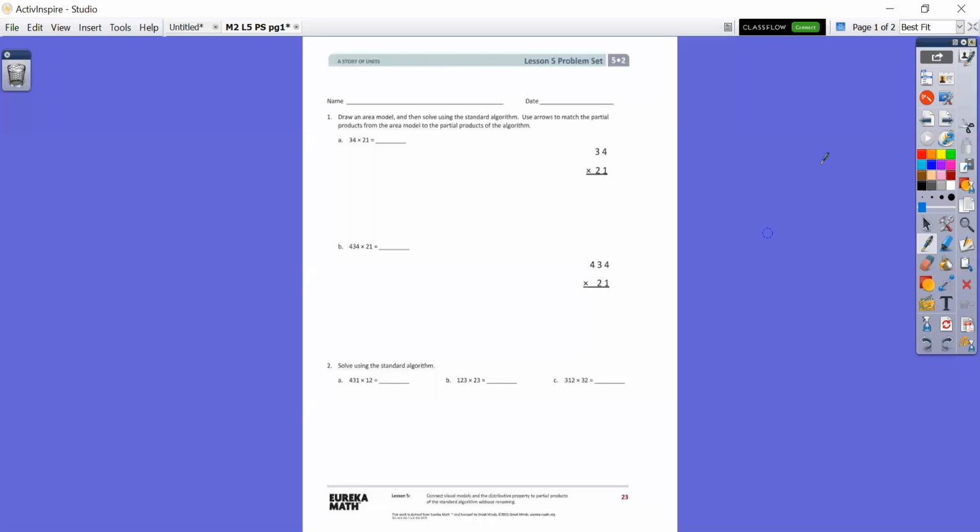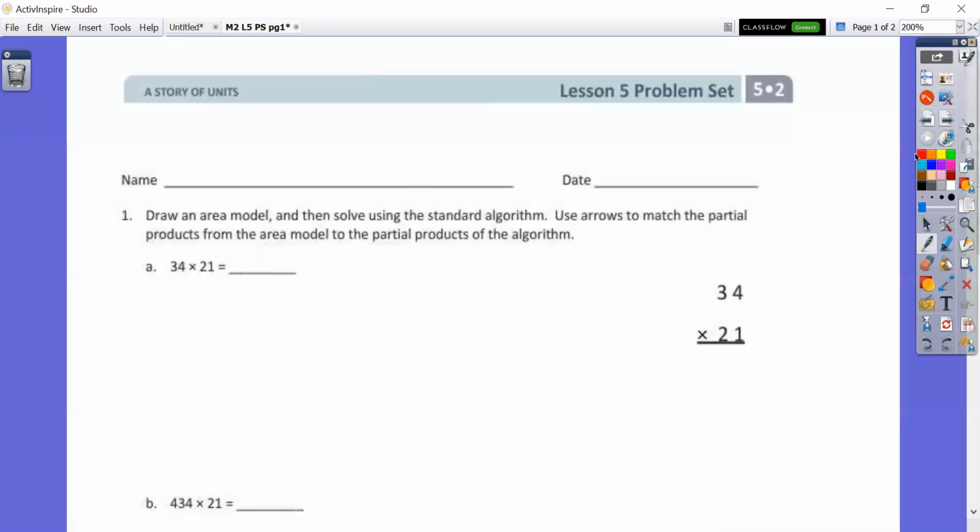All right, guys, let's get working on our problem set. I'm zooming in. You can get my name on this thing. Let me go to blue. I want to be blue today.